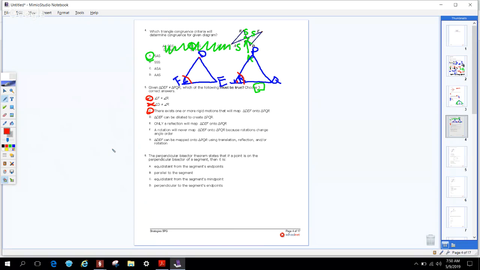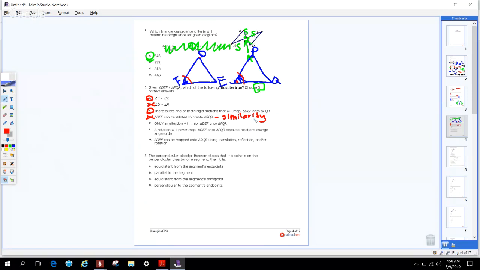DEF can be dilated to create PQR. No. Why not? Because it's a dilation. Excellent. Dilations are not congruent to each other. There's only one time that dilations are congruent to each other, and that is if you dilate by one, which would make no sense.